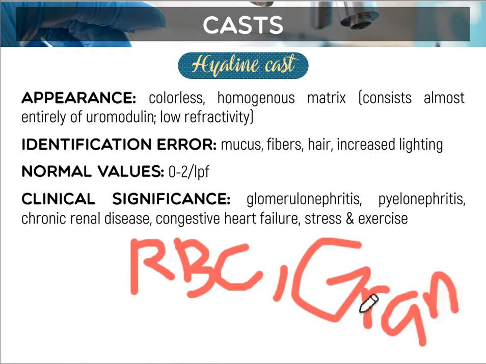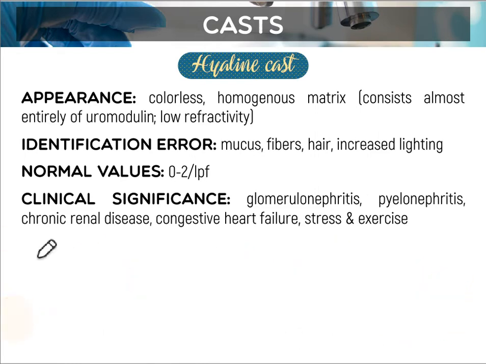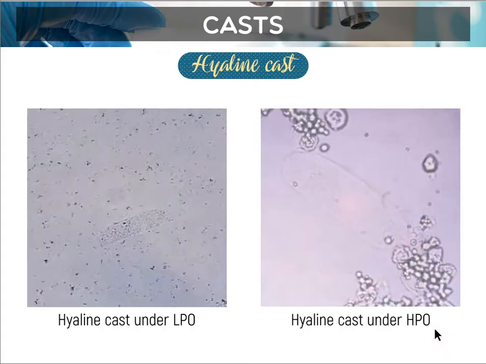Ako siya na guys. Granular. So, basta, stress and exercise gani guys: hyaline cast, RBC cast, granular cast. Okay? And then, one thing to take note, basta hyaline cast, congestive heart failure. Okay? So, if you stain hyaline cast with Sternheimer-Malbin, it stains with a pink color.